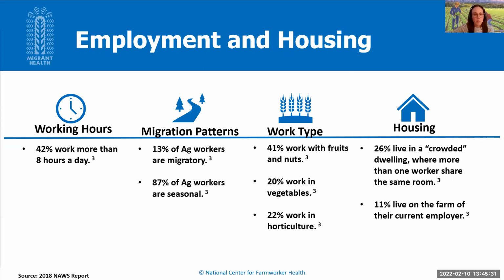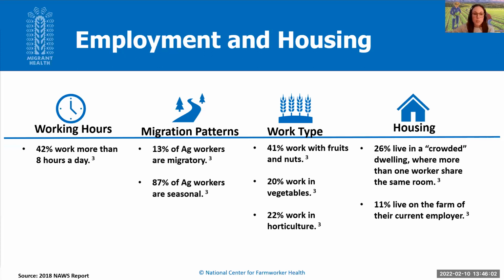Breaking down the different types of work, 41% work with fruits and nuts, 20% work in vegetables, 22% work in horticulture, and the migratory workers were less likely than seasonal workers to hold a job in horticulture. For housing, 26% reported living in a crowded dwelling where more than one worker shared the same room, and 11% live on the farm of their current employer.